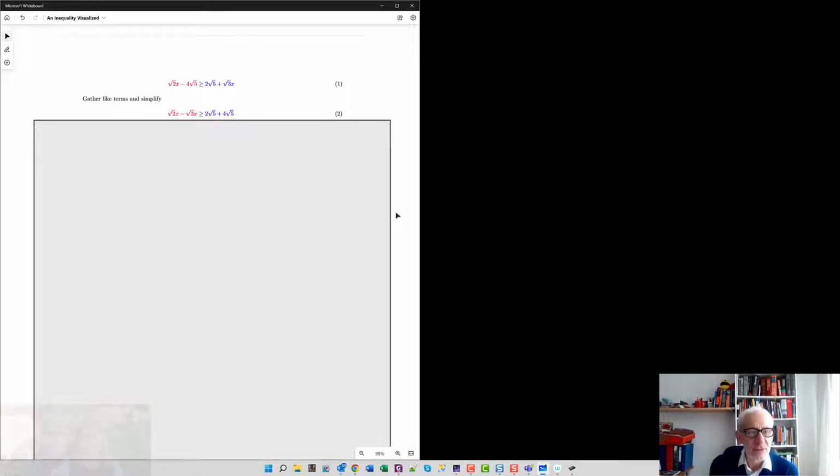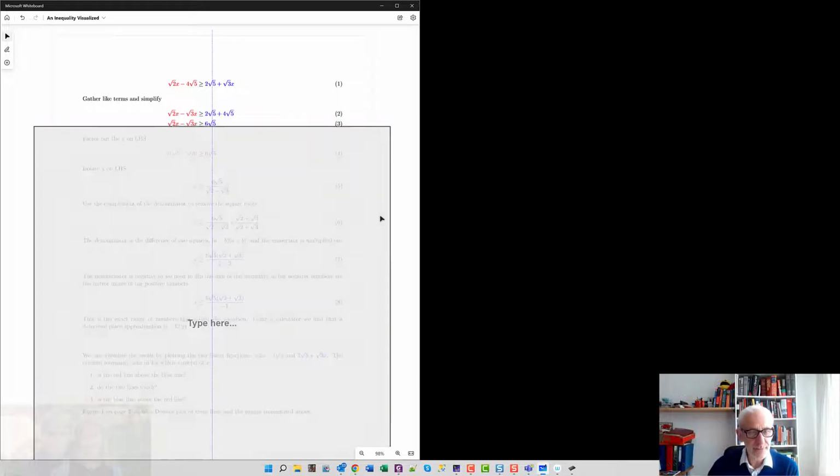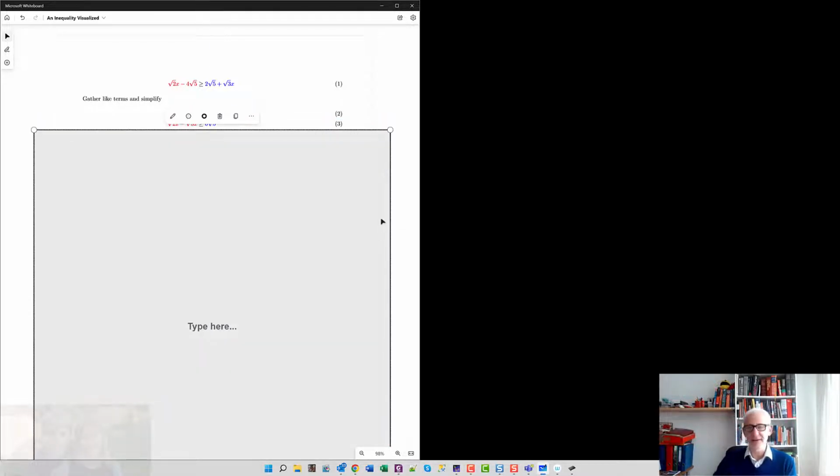We now have root 2x minus root 3 of x. It's gone from being positive on one side to negative on the other. And the same thing applies to the other side. We've got 2 root 5 plus 4 root 5, which we can simplify a little bit further, can't we, by saying root 2x minus root 3x is greater than or equal to 6 times root 5.